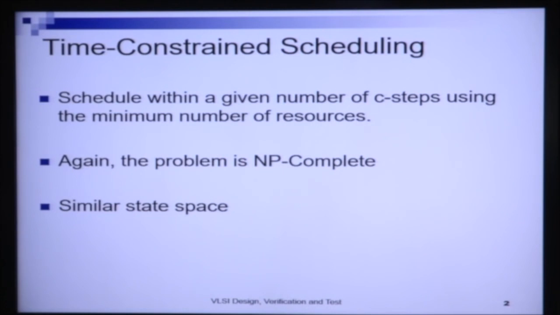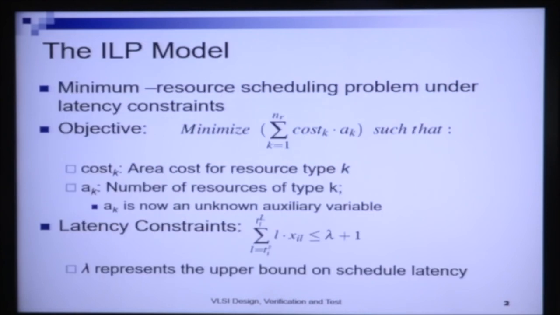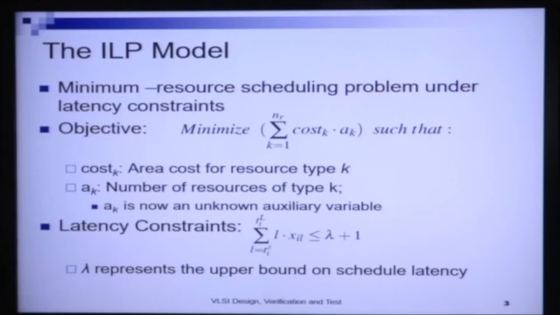This problem, like the resource constraint scheduling problem, is an NP complete problem and has a similar state space. So, as we did for the resource constraint scheduling problem, we will look at the ILP model. The ILP model for the latency constraint scheduling problem is very similar to that of the resource constraint scheduling problem. The main difference is that the objective differs.